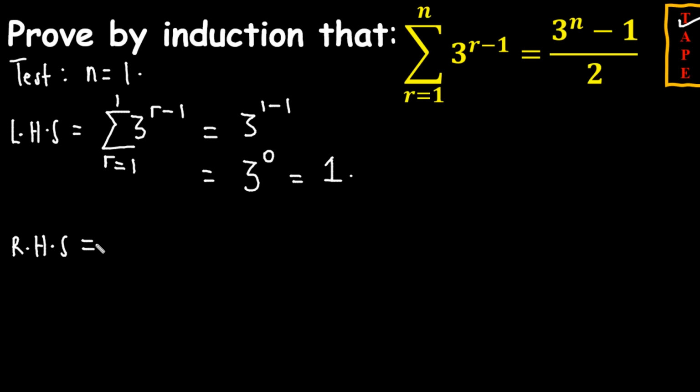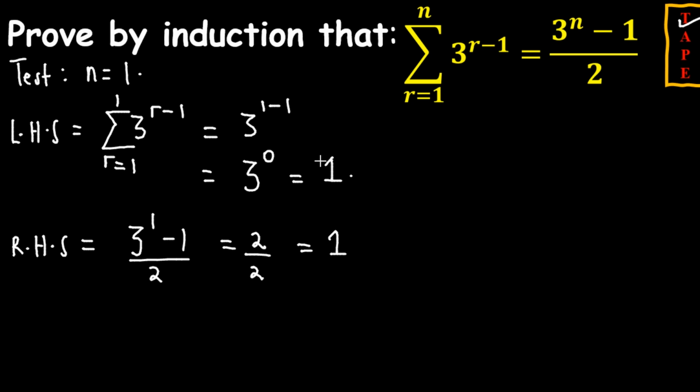Now on the right hand side, where there is n, we substitute 1, and we shall have (3 to the power 1 minus 1) divided by 2. So 3 to the power 1 is 3, 3 minus 1 we get 2, 2 divided by 2, and the result is equal to 1.